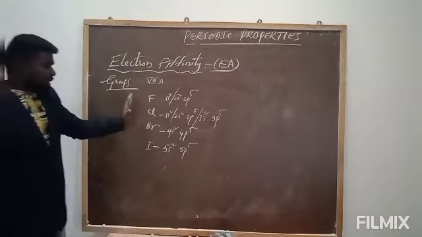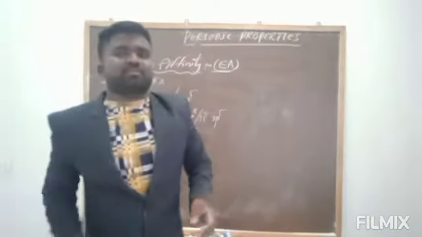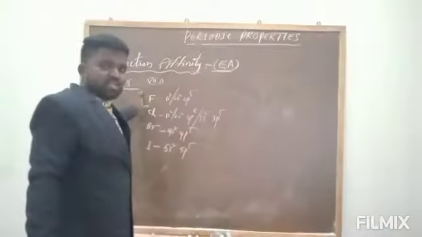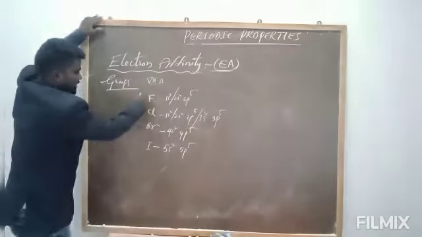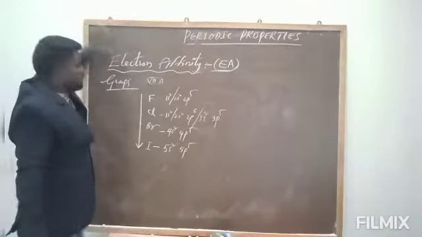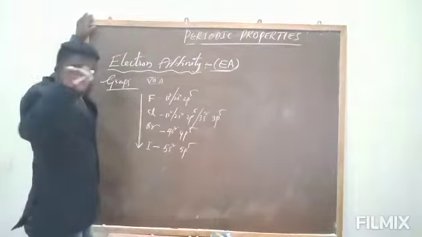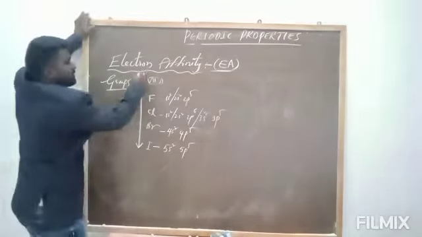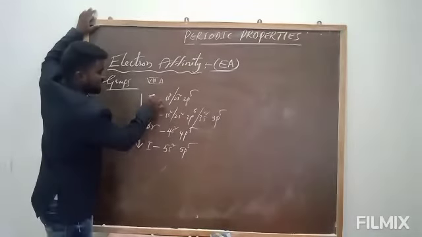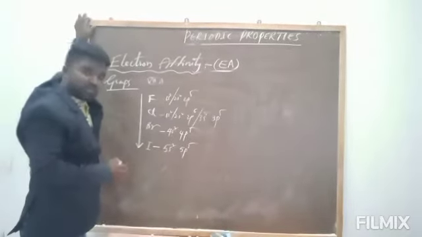Now, in this some difference, some deviation is also there. Actually, from top to bottom electronegativity decreases. Top to bottom electronegativity decreases. But what about electron affinity? Fluorine is the highest electronegative element, so it should have more electron affinity.